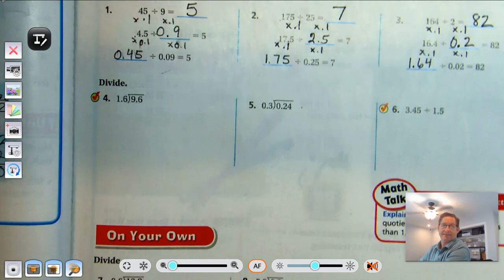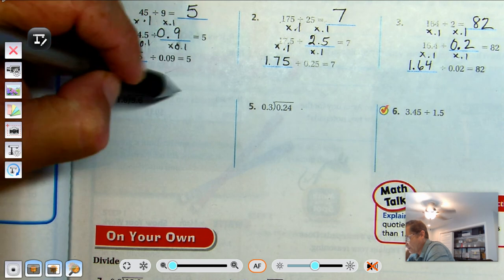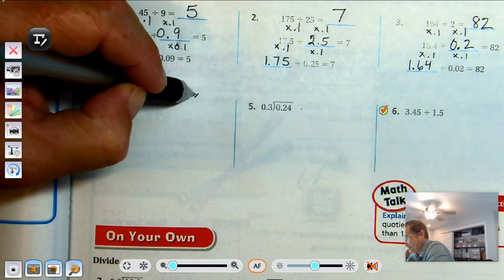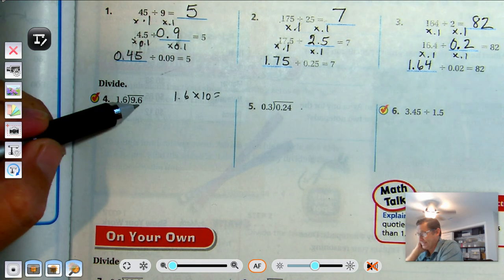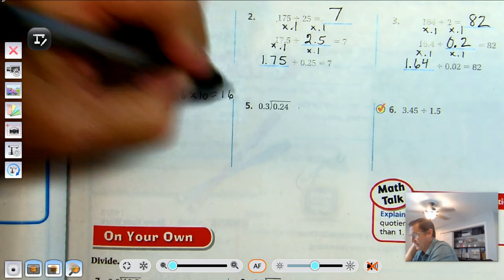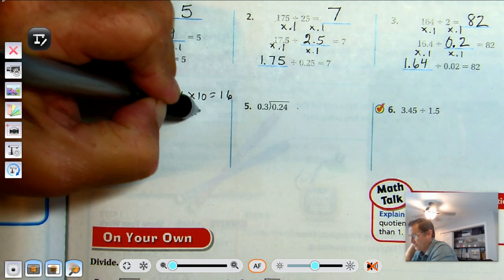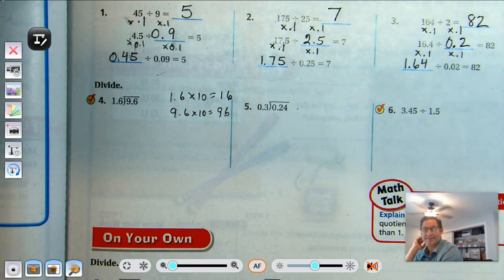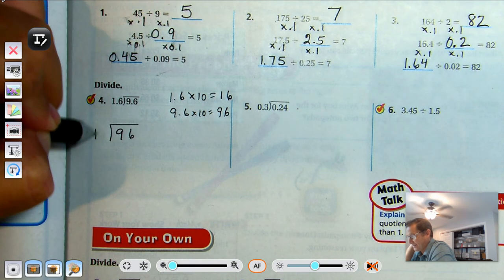All right. So number 4, we have 1 and 6/10. So we're going to multiply 1 and 6/10 by 10 to move the decimal point to the right. So that's going to give us 16. So I'm also going to multiply the 9.6 by 10 to get 96. So we have 96 divided by 16.